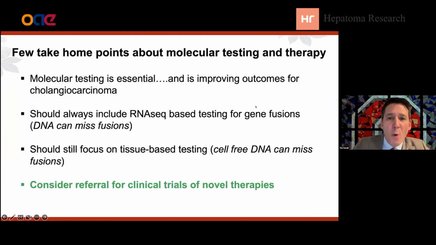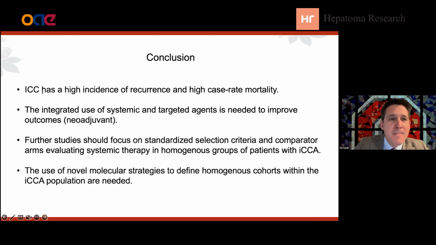So I think some take-home points with regards to the future of intrahepatic cholangiocarcinoma is that molecular testing is essential. It should always include RNA-seq-based testing, because we need to look for fusions and not simply just mutations, because as I noted with FGFR, the benefit is for those patients who have fusions rather than deletions or mutations, and therefore we should still be focused on tissue-based testing.